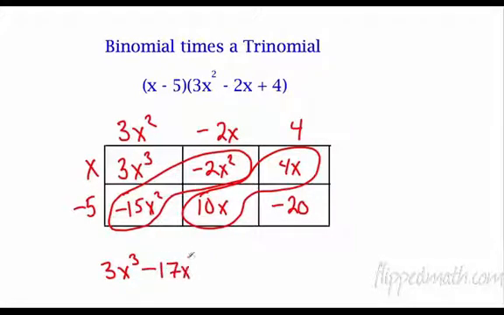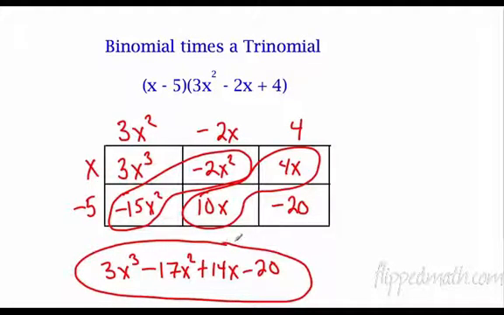When I combine like terms, do I change the exponents? Hello? Hello? I'm talking to you. No, I don't change the exponent. I keep it. So 10x plus 4x is 14x. And then minus 20. That's a binomial times a trinomial.